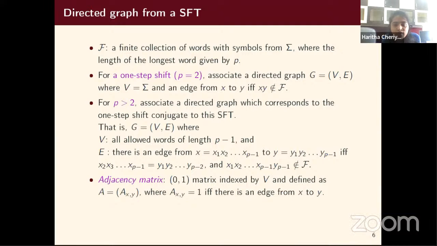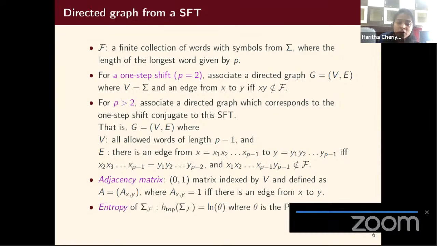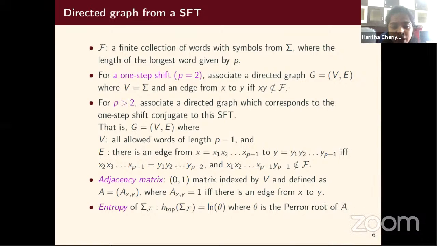And in this way you can define a directed graph, and then from there you have an adjacency matrix. Note that this particular adjacency matrix will have rows and columns indexed by the allowed words of length p minus 1. And if you assume that it's an irreducible adjacency matrix, then in the graph setup, what that means is between any two vertices you can always find a finite path. And then the entropy of this subshift is given by the logarithm of theta.